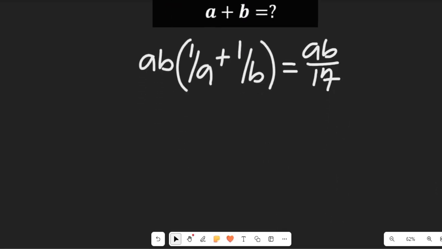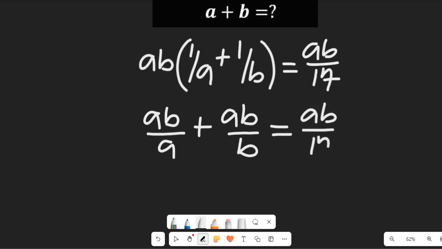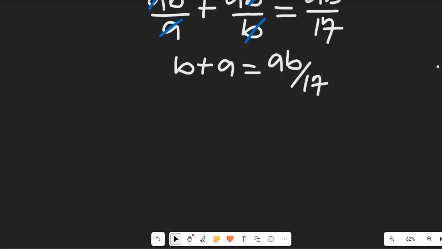Good. Now in this part, I'm going to multiply. This will become ab divided by a plus ab divided by b, and this will be equal to ab divided by 17. So what do we do? A cancels out a, while b cancels out b, and then we'll be left with b plus a equal to ab divided by 17. Great. So having simplified that, what do we do next?